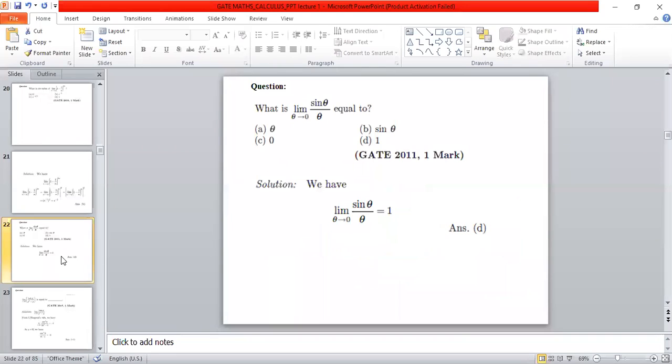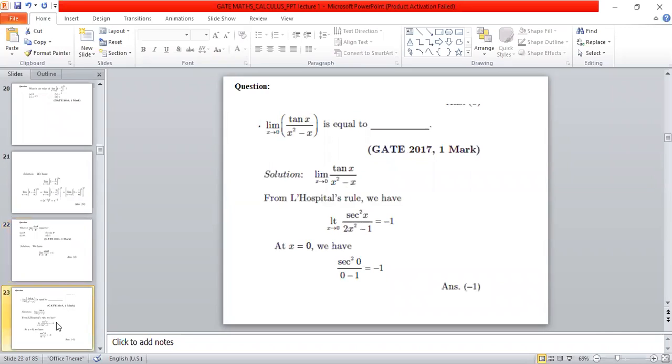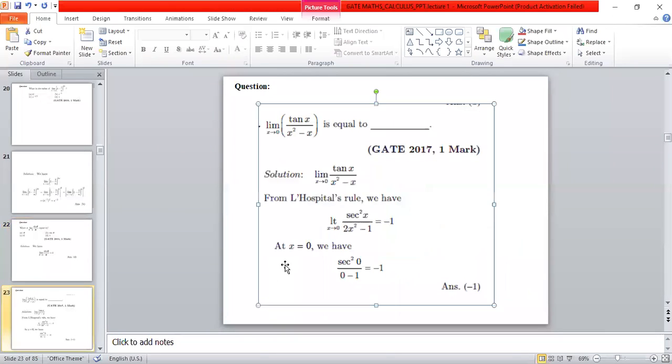This is very simple. Sin theta upon theta as theta tends to 0. This is a standard limit, so it is equal to 1. Next question. Tan x upon x square minus x.